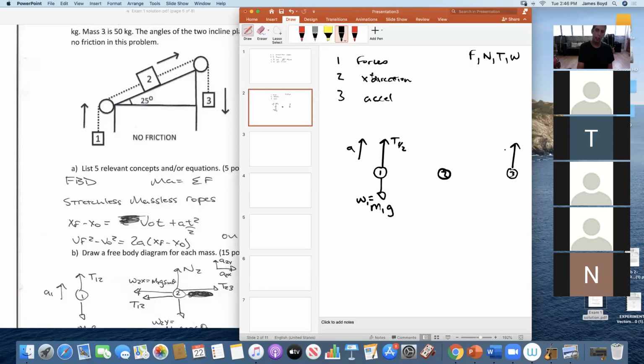3 has a tension up, the tension on 3 due to 2, and it has a weight down just like this one does, M3G, and it has an acceleration down now. But 2 is always the problem.